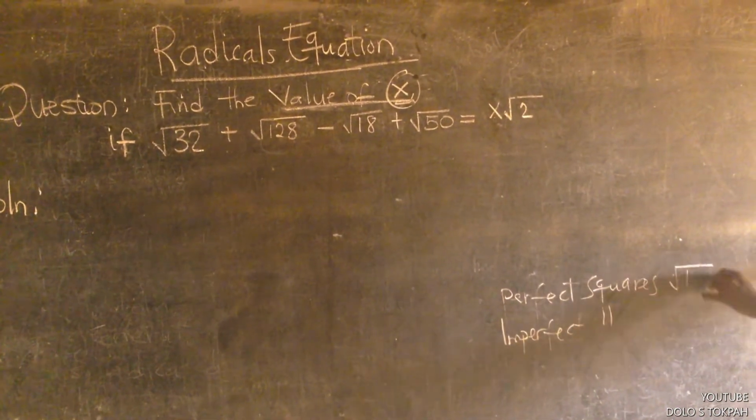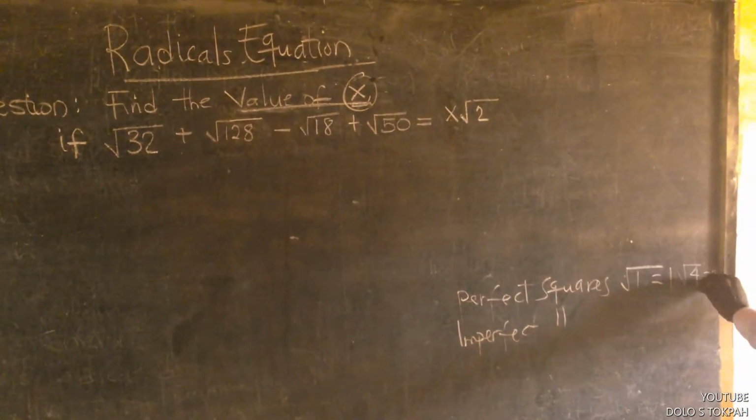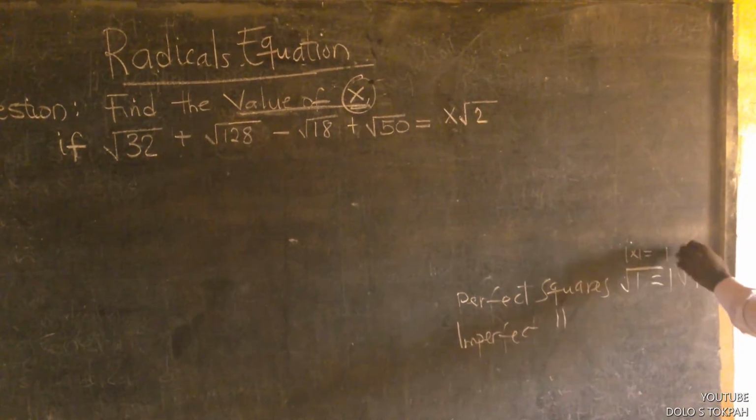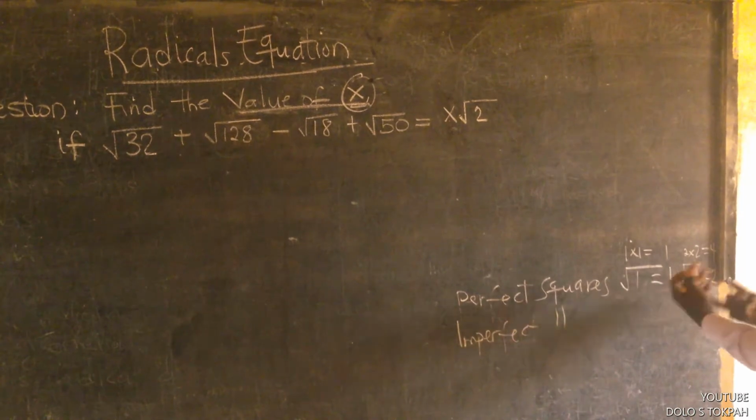Example: root 1 will give you 1, root 4 will give you 2. Why? Because 1 times 1 is equal to 1, and 2 times 2 is equal to 4. So these are the perfect squares.